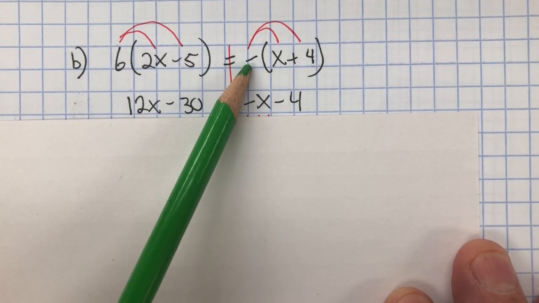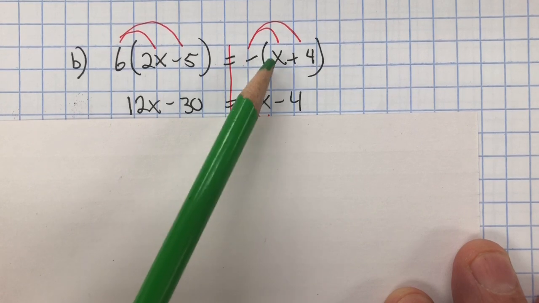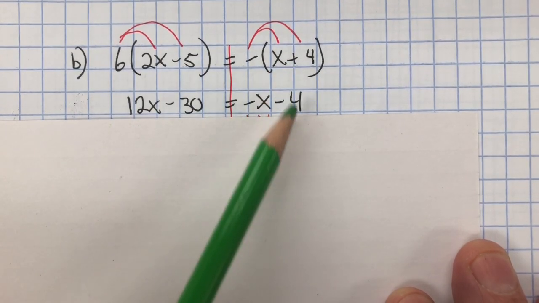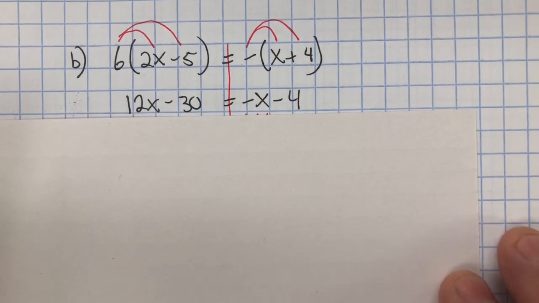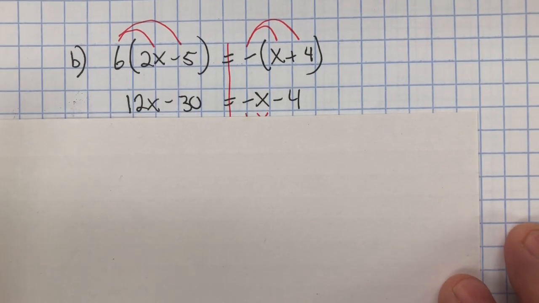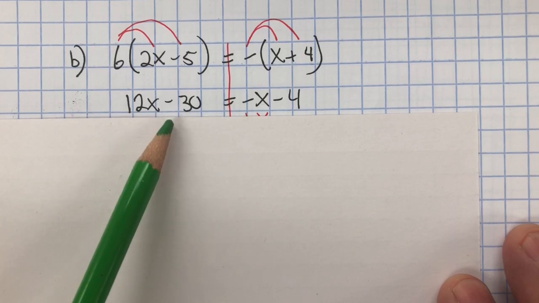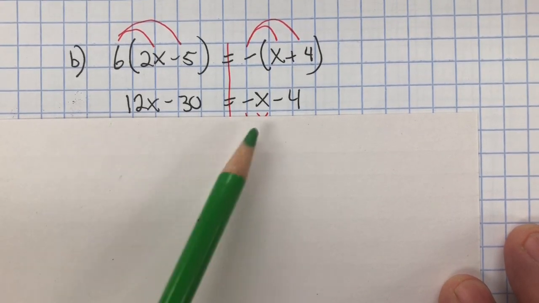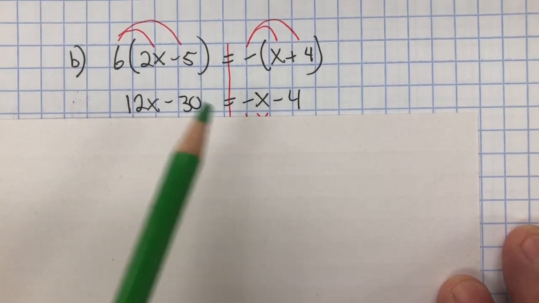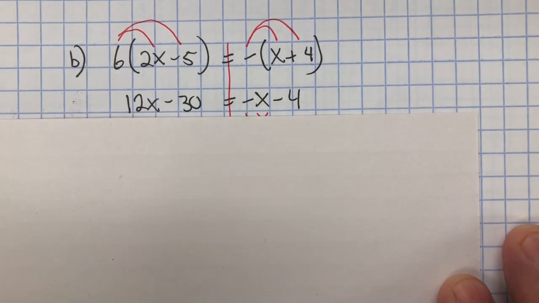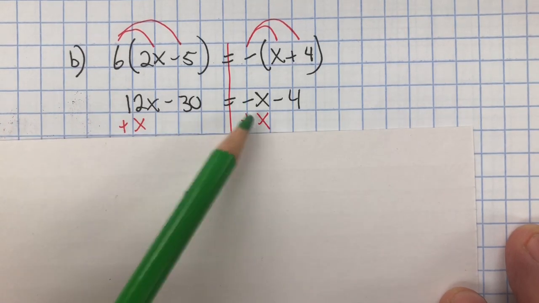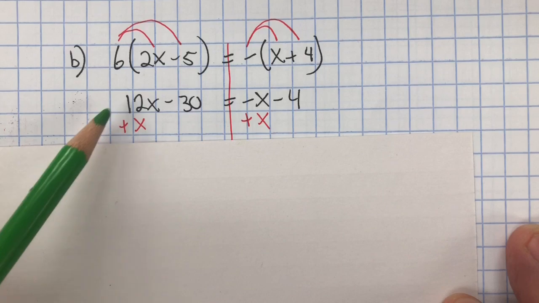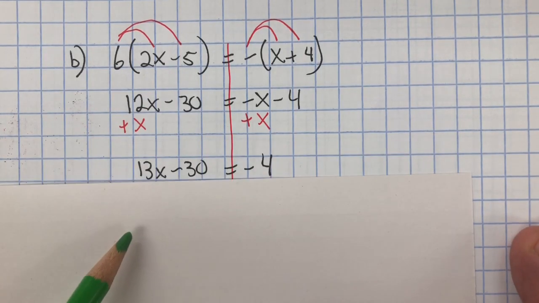Or we can, again, treat this like a -1. -1 multiplied by x is -x. -1 multiplied by +4 is -4. Now we need to get x by itself. So in order to do that, we're going to bring the x to the side that has more, and there's more positive x's on the left side. So we're going to add x to both sides of the equation, created a 0 pair. 12x plus x is 13x.